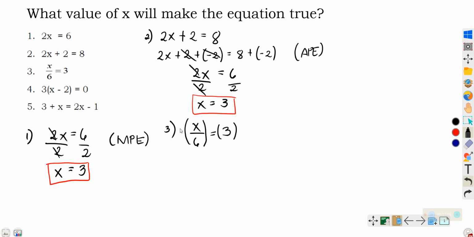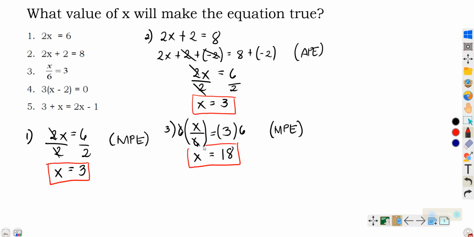Okay? So, multiply by 6. And then, the right side, multiply it by 6 also. So, ang ginamit po natin dito ay MPE pa din. Okay? So, ang mangyayari dito, di ba? 6 times x divided by 6. So, magiging 6x over 6 yan. So, parang ganito din, makakancel na lang po yung 6. Ang matitira ay x. And then, 3 times 6 is 18. So, dahil x na to, ibig sabihin, ito na yung sagot.